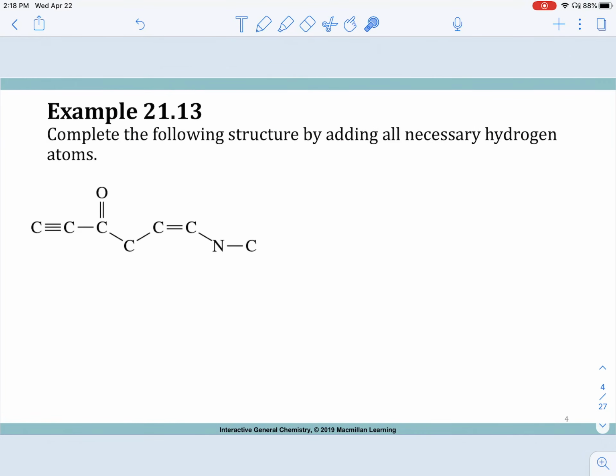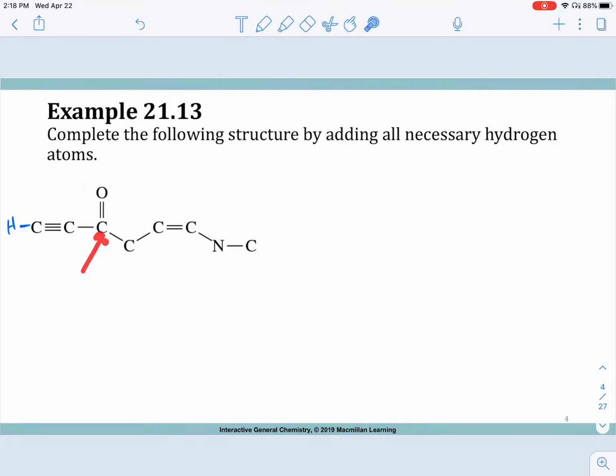So this practice problem is very similar to what I just did. It says complete the following structure by adding all the necessary hydrogen atoms. So go ahead and pause the video and try this one out. Okay, let's examine each one of these. Right here, we are missing a bond. This needs an H. This one in the middle, this one already has 4 bonds. There's 3 here and 1 here. So that actually is fine right now.